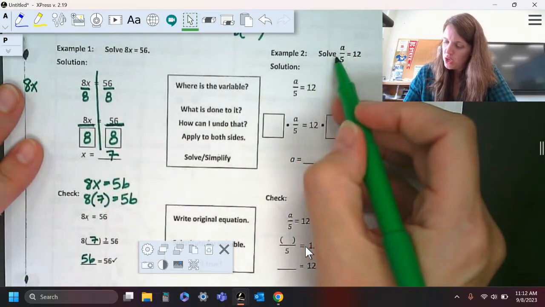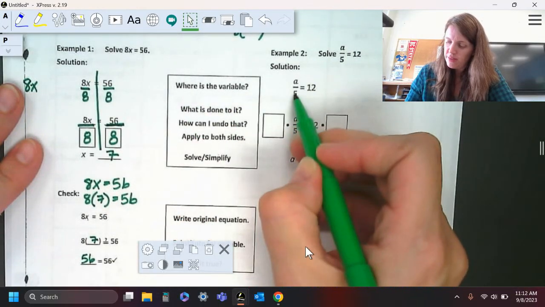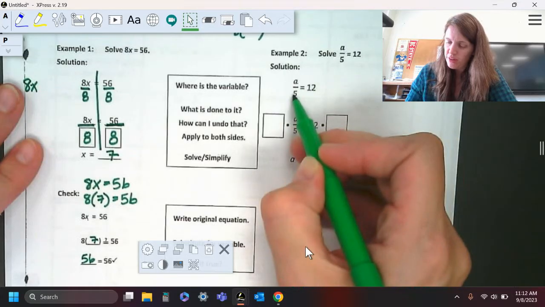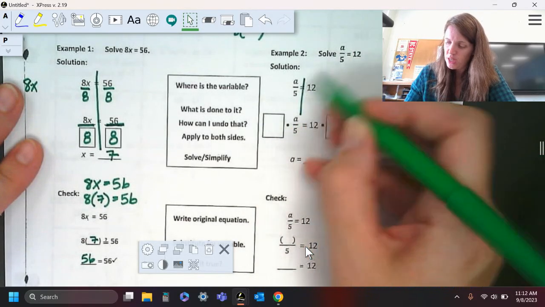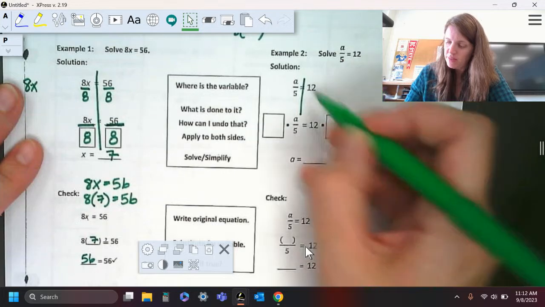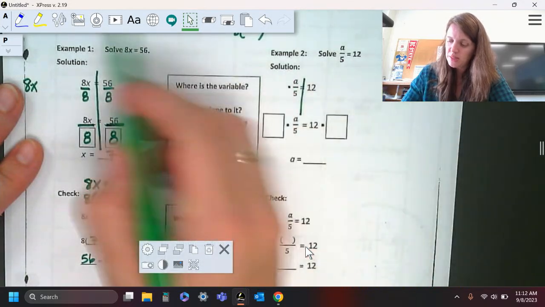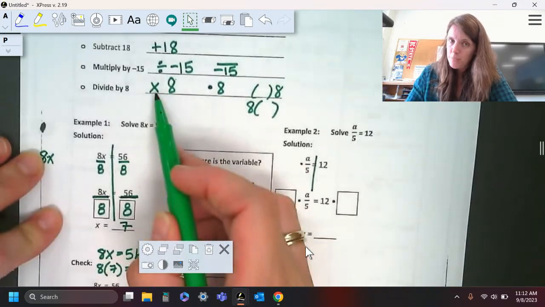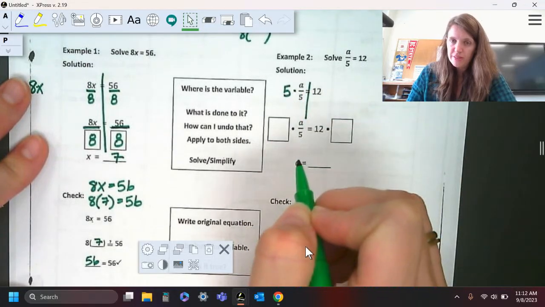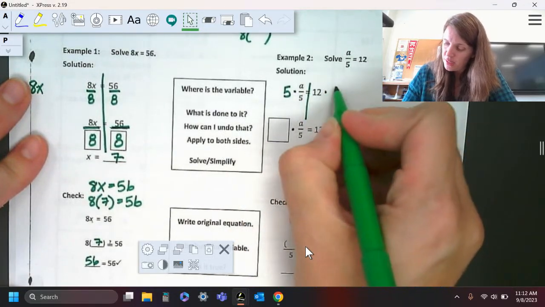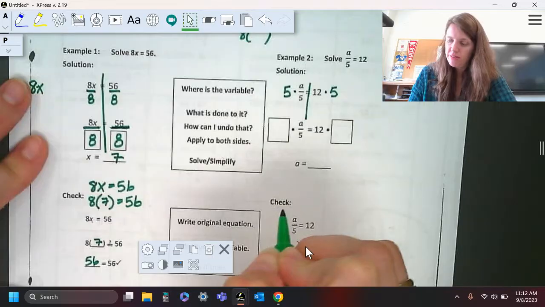All right, right here. When I solve, where is the variable? Is the variable on the left or the right? Well, the variable's on the left side of my equation, right? And it's being divided by 5. Well, when I'm dividing by 5, the opposite of divide is multiply. So I'm going to multiply by 5. And over here on the other side, I'm going to multiply by 5.